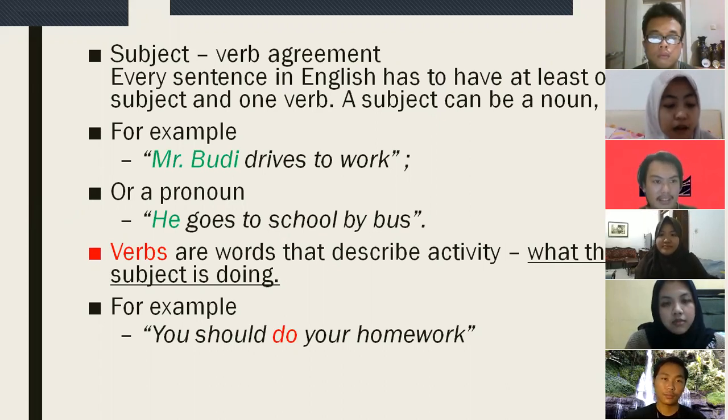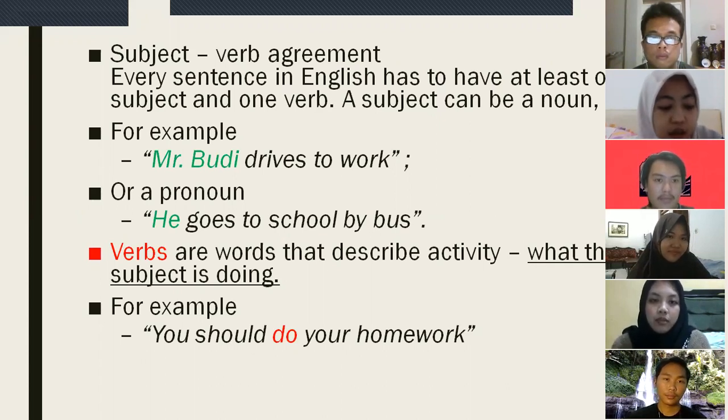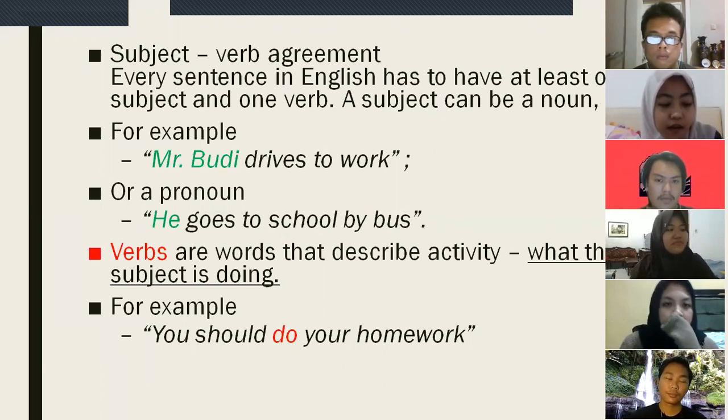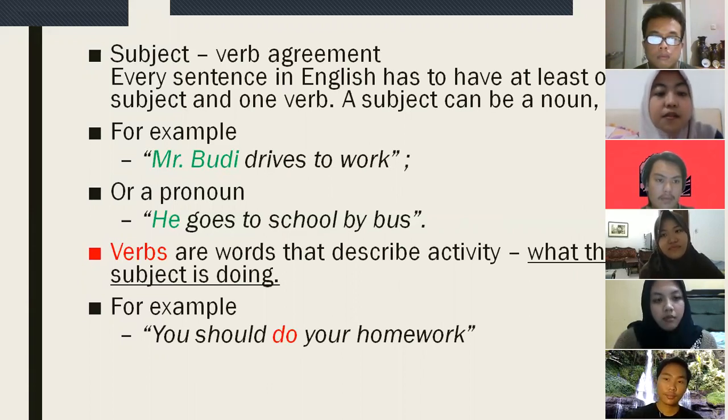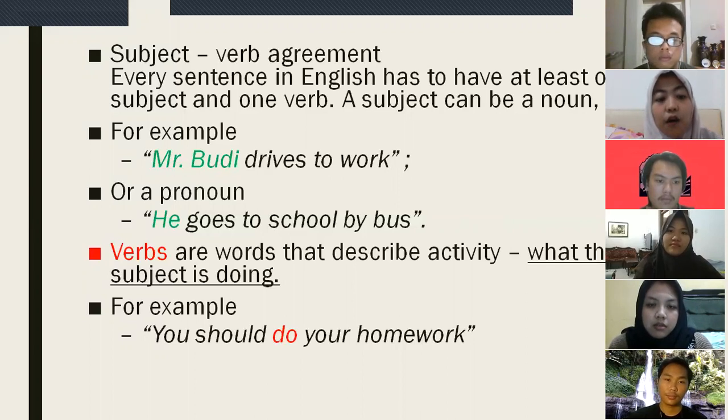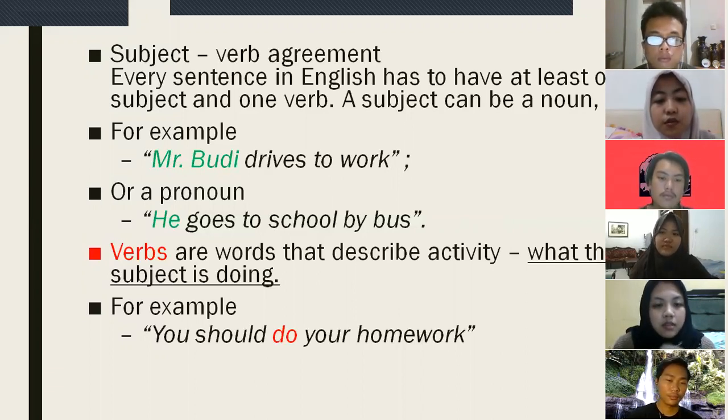Subject-verb agreement. Every sentence in English has to have at least one subject and one verb. A subject can be a noun, for example, Mr. Budi drives to work, or a pronoun, he goes to school by bus. Verbs are words that describe activity, what the subject is doing. For example, you should do your homework.